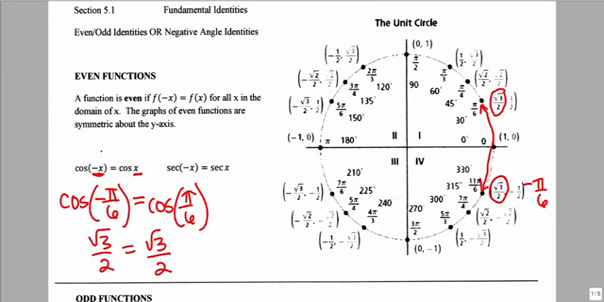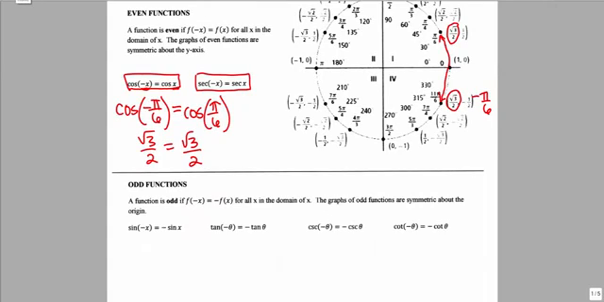So when we talk about our even identities, we're talking about cosine and secant. These are both even functions, and cosine of a negative angle will be equal to cosine of a positive angle. Secant of a negative angle will be equal to secant of the same positive angle. The odd functions would be sine, tangent, cosecant, and cotangent. And when we're talking about an odd function, we mean that if we evaluate the function at a negative angle and at a positive angle, their outputs would have exactly opposite signs.